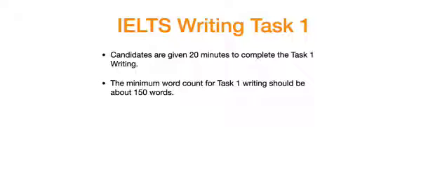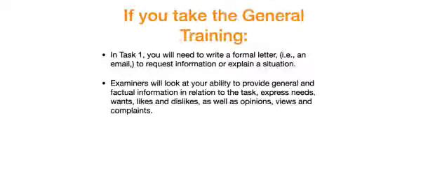IELTS writing Task 1. Candidates are given 20 minutes to complete the Task 1 writing. The minimum word count for Task 1 writing should be about 150 words. If you take the general training, in Task 1, you will need to write a formal letter, that is, an email, to request information or explain a situation. Examiners will look at your ability to provide general and factual information in relation to the task, express needs, wants, likes and dislikes, as well as opinions, views and complaints.